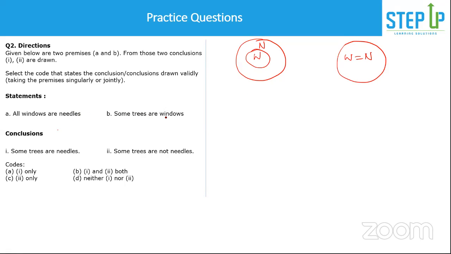The second statement says some trees are windows. Now I will go about overlapping. Some trees are windows. Now how can I draw this? For some there were actually 4 types of statements, right? But I will merge now. It says some trees are windows. That means I can merge here, right? This could be a tree, correct? Somebody can merge like this also, correct? Some trees are windows, and it could be like this also, right?